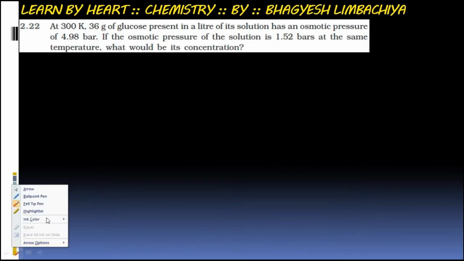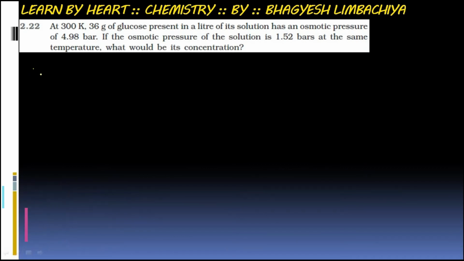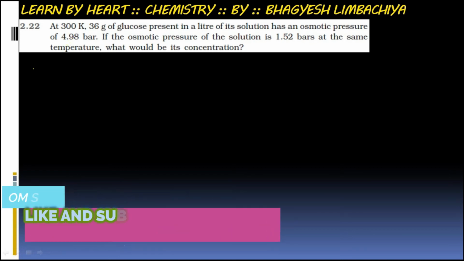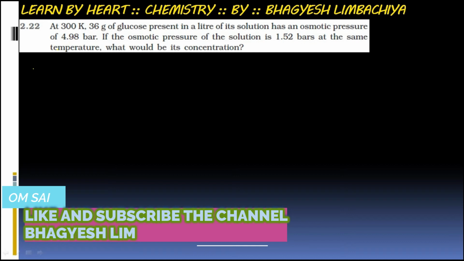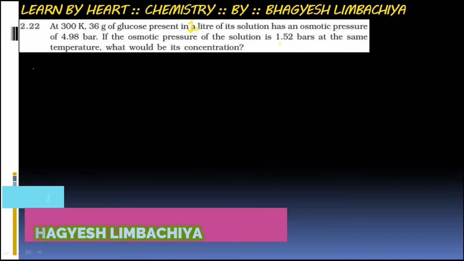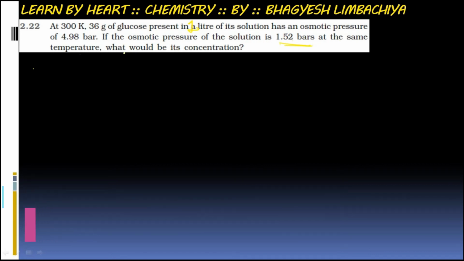In this question you are given 36 gram of glucose present in 1 liter of solution has an osmotic pressure of 4.98 bar, and if the osmotic pressure of solution is 1.52 bars at the same temperature, then what would be its concentration? So here also we are getting two parts, case 1 and case 2.